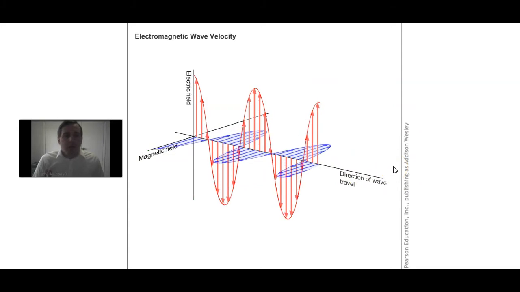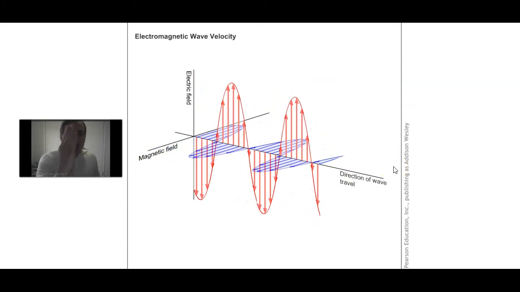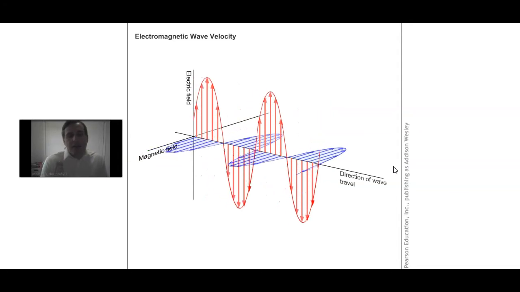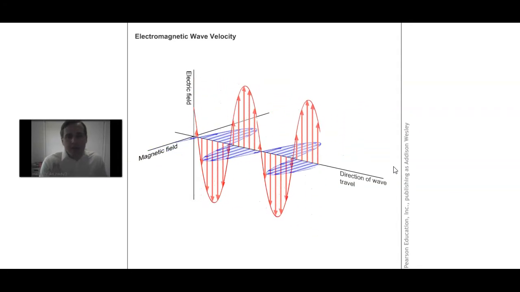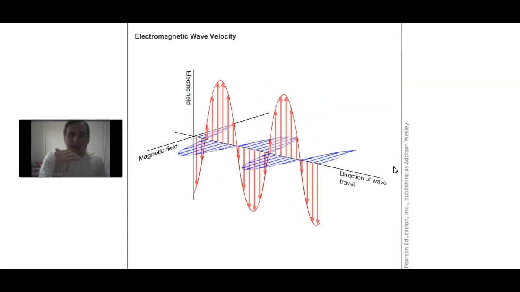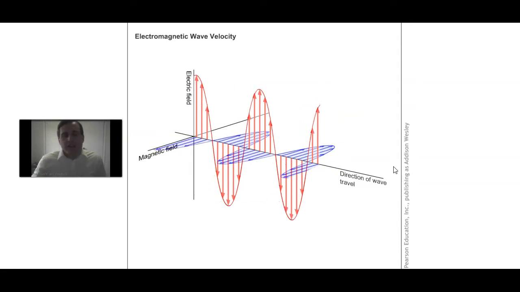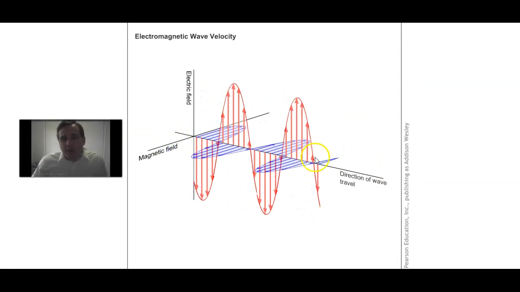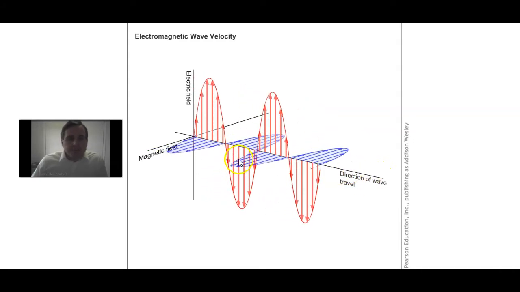But hopefully we recall from the right-hand rule that j hat cross k hat is i hat. That is, by the right-hand rule, a right-handed positive coordinate system, an electric field that oscillates on the y-axis and a magnetic field that oscillates on the z-axis produces an electromagnetic wave which is propagating along the x-axis.